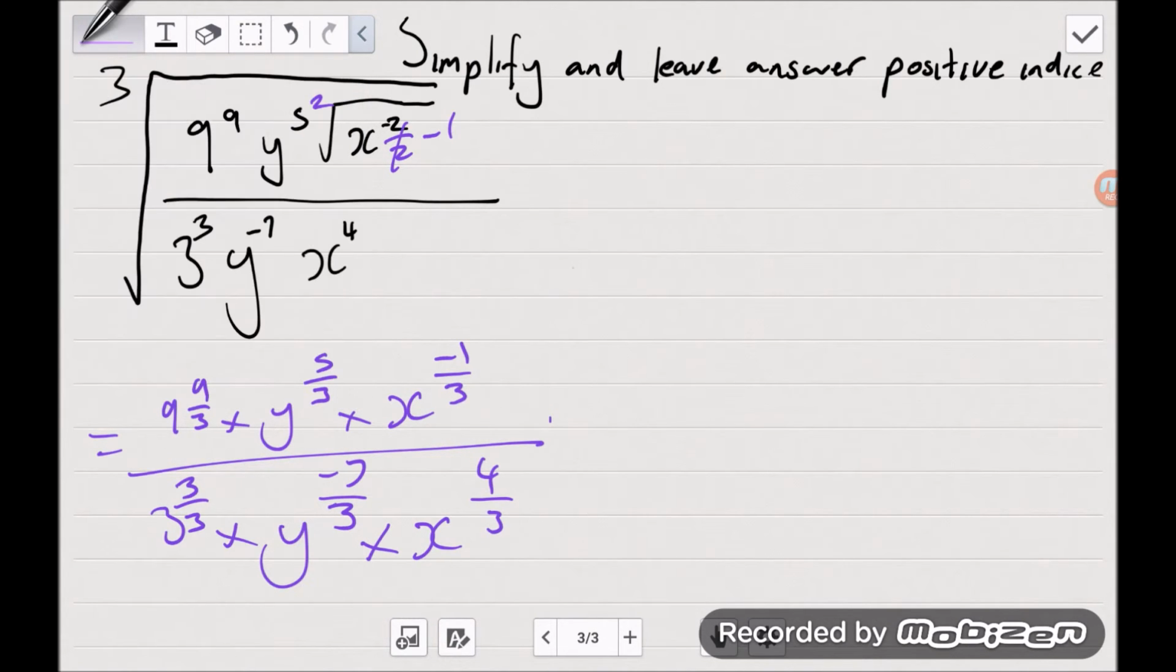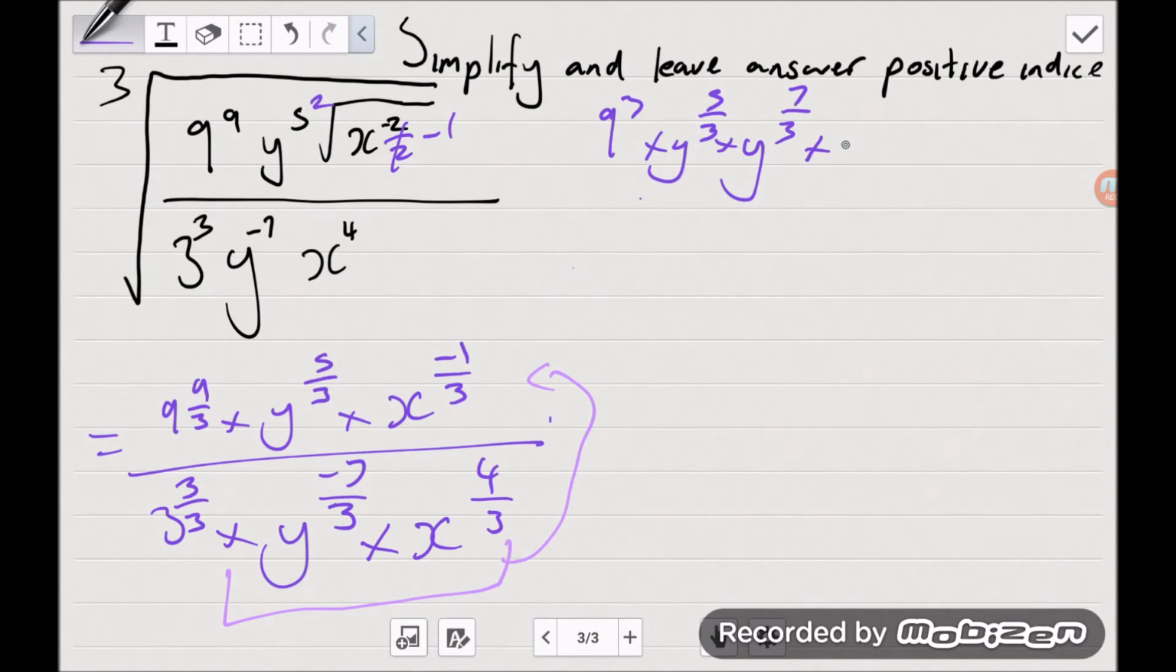And then the next step I do in this question is bring this y to the top. Some may think this step is useless, but this step is very helpful. So 9 to the power of 3, since 9 over 3 is 3, times y to the power of 5 over 3 times y to the power of 7 over 3, since it was negative, bringing it to the top makes it positive, times x to the power of negative 1 over 3 times x to the power of negative 4 over 3.